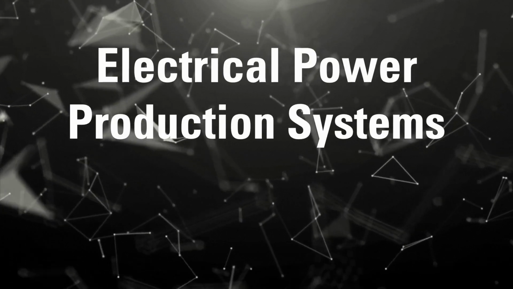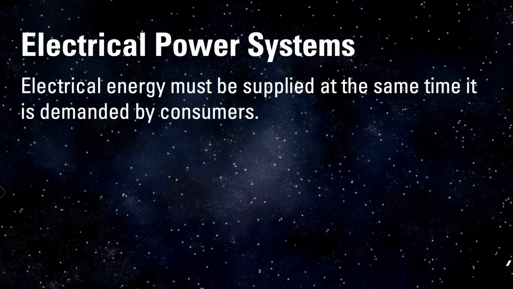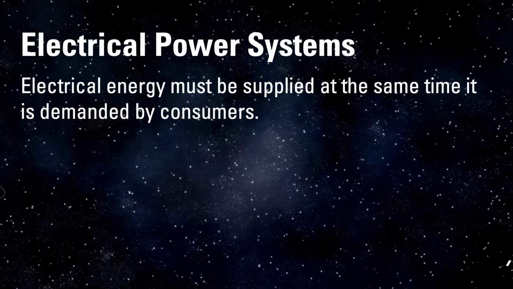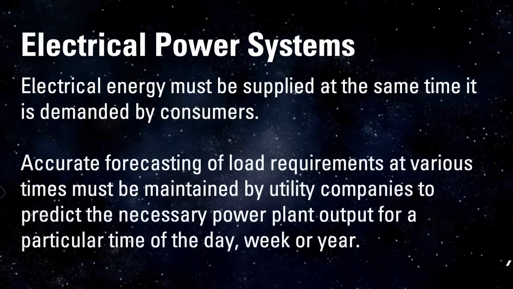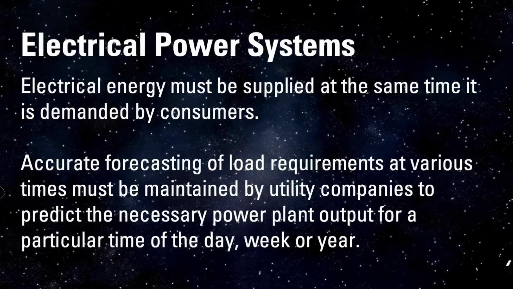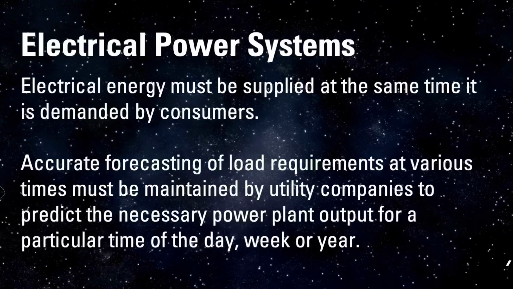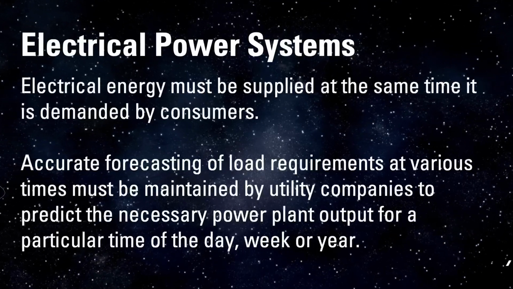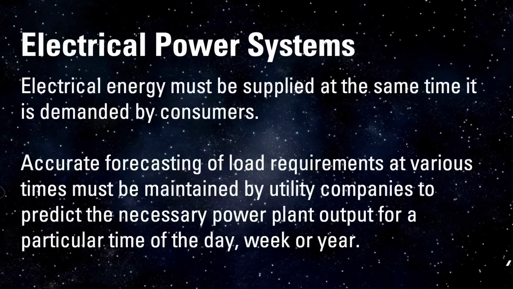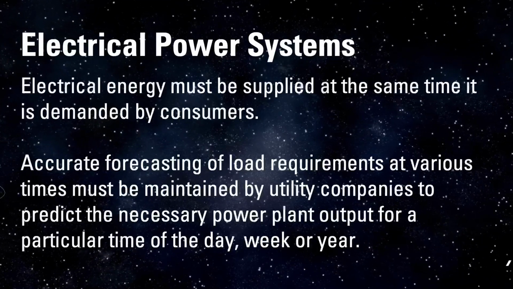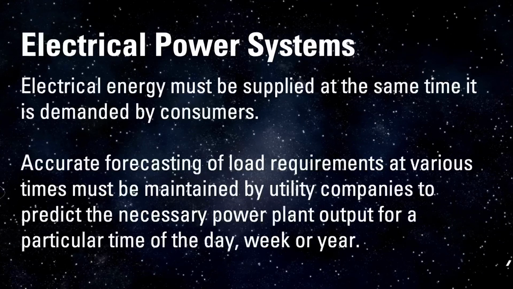Let us now talk about electrical power production systems. Electrical energy must be supplied at the same time it is demanded by consumers. Accurate forecasting of load requirements at various times must be maintained by utility companies to predict the necessary power plant output for a particular time of the day, week, or year.